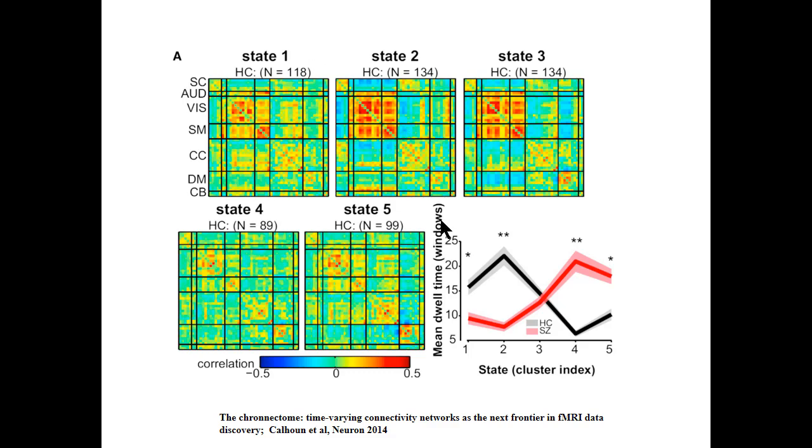In this study, they looked at the mean dwell time, or how often the brain stayed in a different state. They found that in healthy controls, there was more staying in states 1 and 2, whereas in the schizophrenic population, they were more in states 4 and 5.